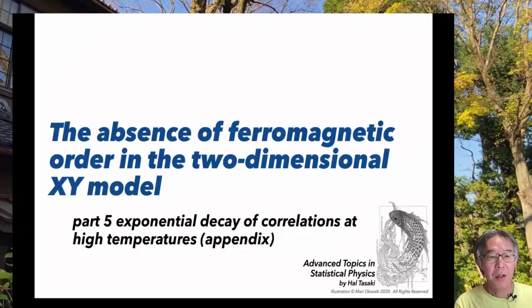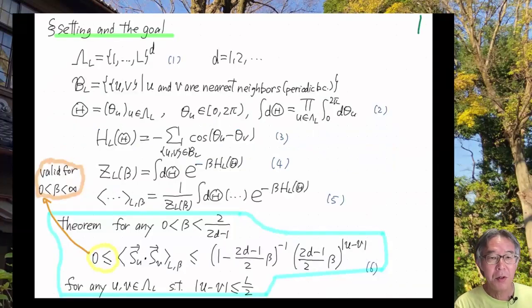Welcome back. In this part 5, I'm going to discuss exponential decay of correlations at high temperatures. And of course, the main parts of this mini course are parts 3 and 4. So this is a kind of appendix or anticlimax, but I think this is also interesting. Okay, so let's get started.